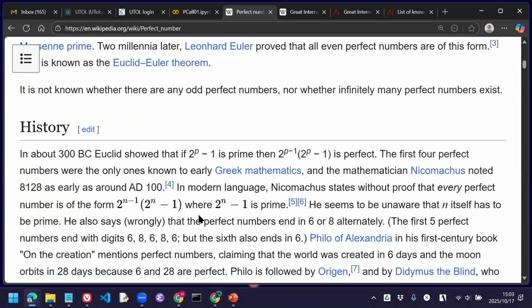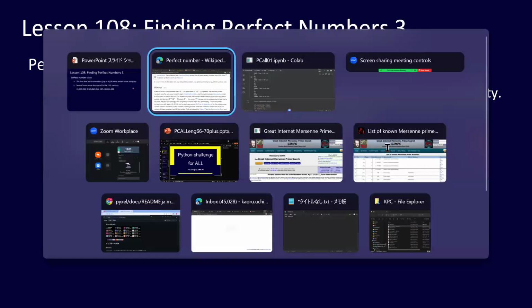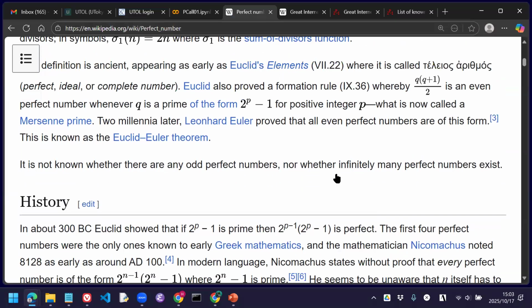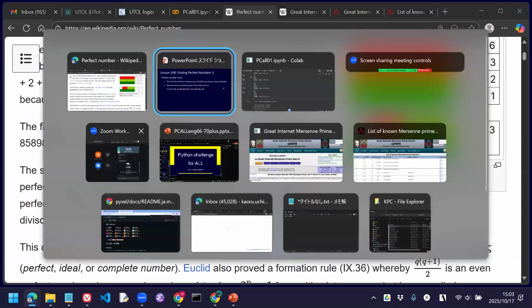These were known from ancient times, since antiquity. But the next one is much, much more difficult to find. There's a big gap between these four and the next one, which is this. This is big: 33,550,336. 8 digits.